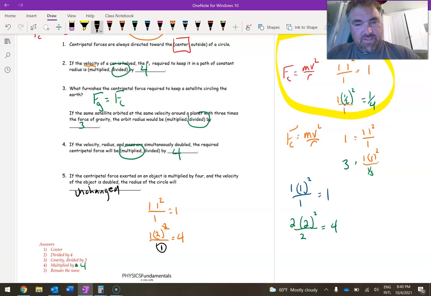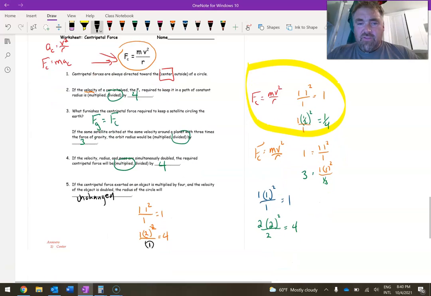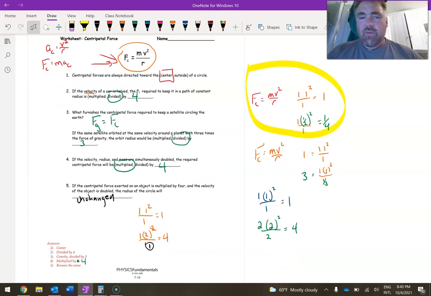So this is a little more conceptual. This one's a little bit tougher to get. If you have difficulty understanding this one, again, please come see me and we'll go over it.